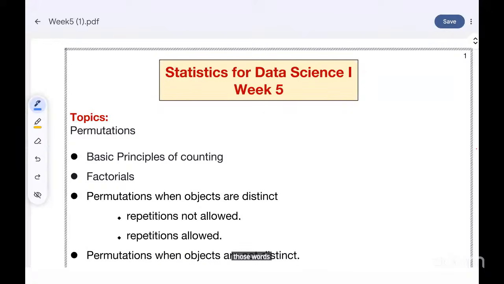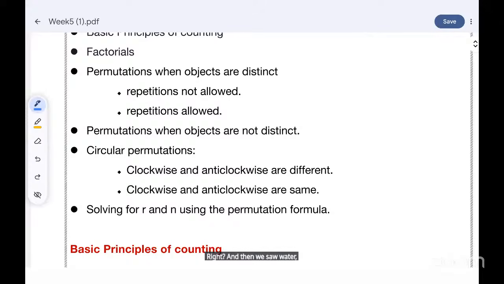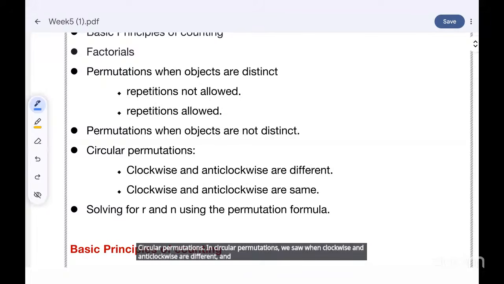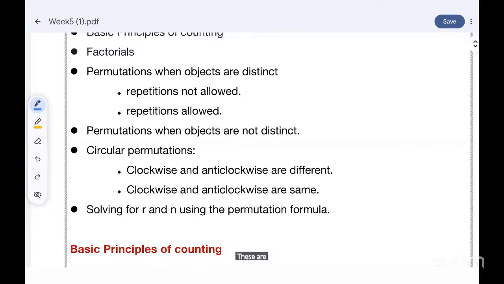So that is what we considered here, right? And then we saw what are circular permutations. In circular permutations, we saw when clockwise and anti-clockwise are different, and we also saw when clockwise and anti-clockwise are same. These are the different concepts we have seen. So the last part is solving for R and N using some permutation formula.